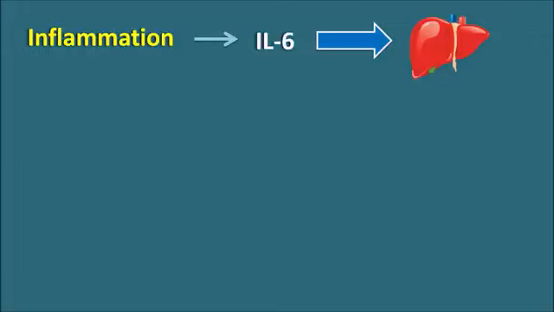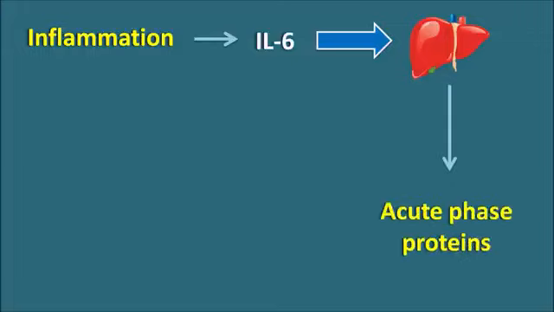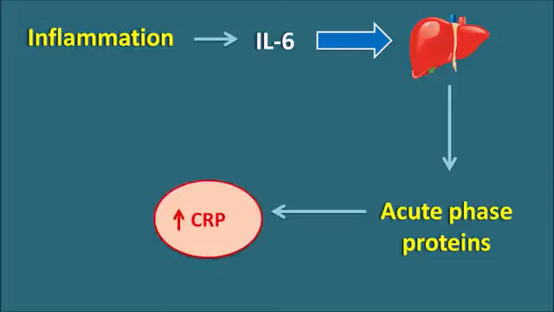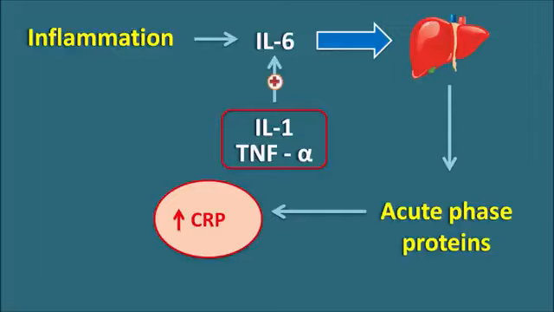When there is inflammation, it can cause the release of one of the important cytokines, interleukin 6. This interleukin 6 can then act on the hepatocytes and stimulate the liver to produce acute phase proteins. One of the acute phase proteins is C-reactive protein. So inflammation can elevate CRP levels through the release of interleukin 6. But this role is not only mediated by interleukin 6. Other cytokines like interleukin 1 as well as TNF alpha, tumor necrosis factor alpha, can promote the action of IL-6, thereby increasing the release of CRP within the serum.